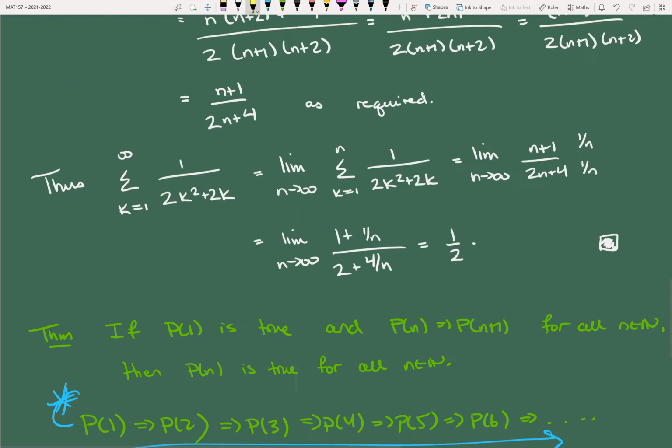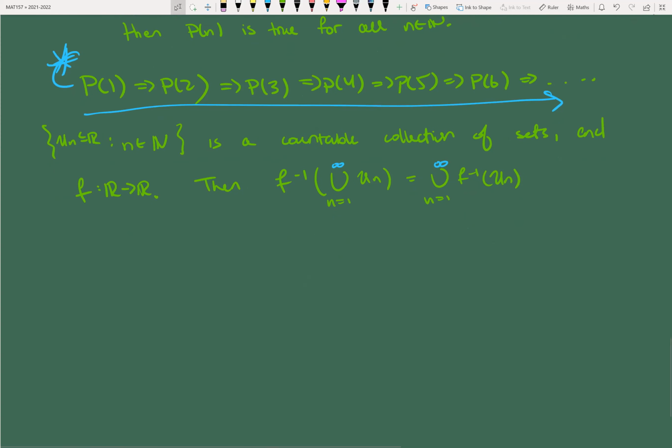Okay, I'm going to do a quick little theorem here, and then we'll probably go on break. But I think you all know this theorem. I don't think this theorem is crazy. So the theorem is the following.